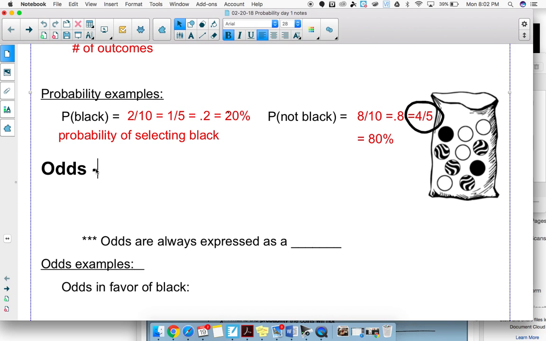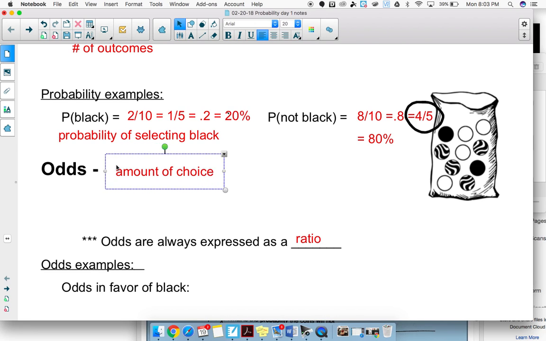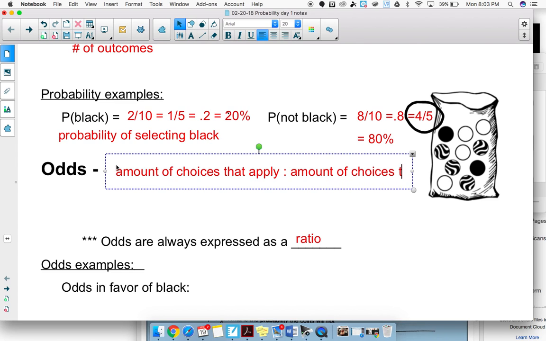Odds are a bit different. Odds are always going to be written as a ratio. So if you want to add that in here, you'll never see these written as a decimal or a percentage. So odds are going to be written in a different format. It's going to be the amount of choices that apply. And then I'm going to put a colon because they usually use a colon instead of the fraction bar. And then on the other side of that ratio, they'll say the amount of choices that don't apply.